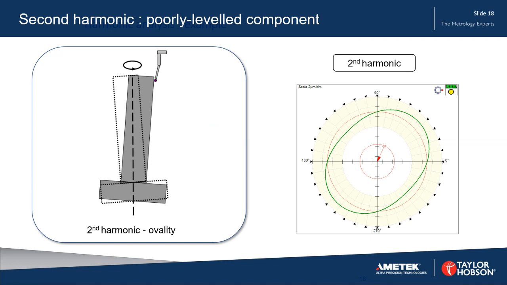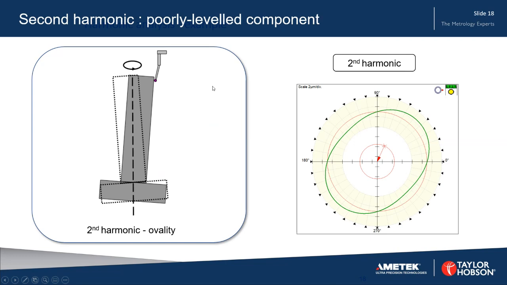Let's move on now to the second harmonic. This comes typically from a poorly leveled component, where something hasn't been aligned properly. This is especially important on very small parts; as the parts become smaller, it becomes more and more critical. If we're not centered, again, this is exaggerated, we will produce an oval shape rather than a perfectly circular shape. So the second harmonic can tell us how well aligned our part is.